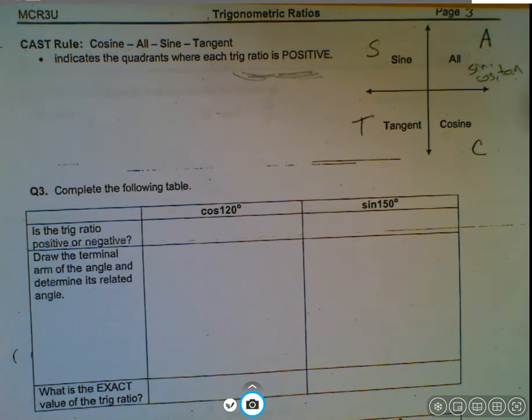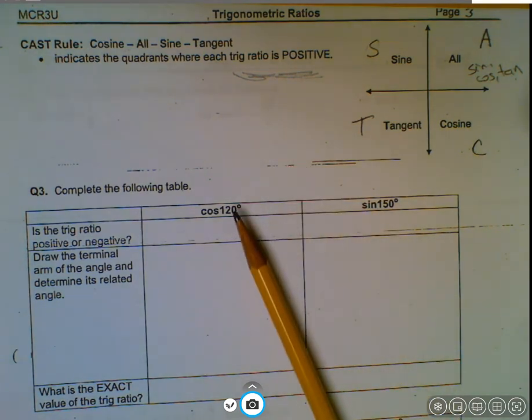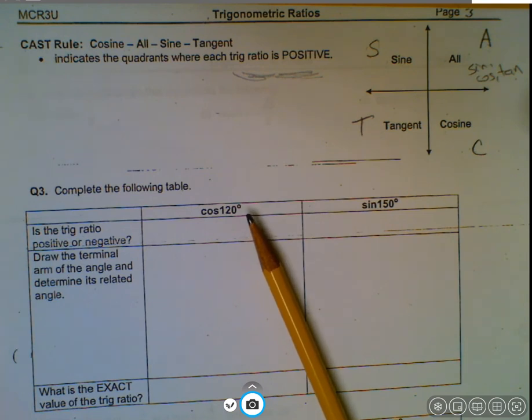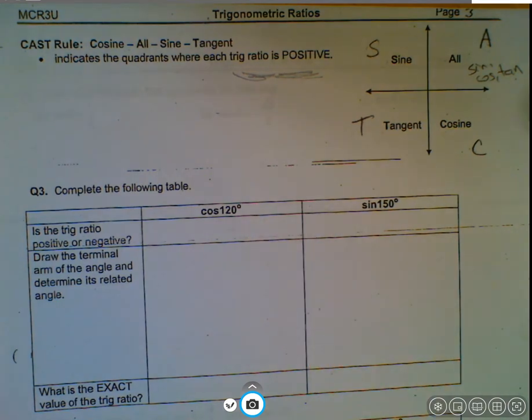All right, and that's the end of the first video. So look forward to the next one, where we put all this information together and start doing trig without a calculator. So here we go, cosine 120 degrees, no calculator. How are we going to do that? So stay tuned, next video.